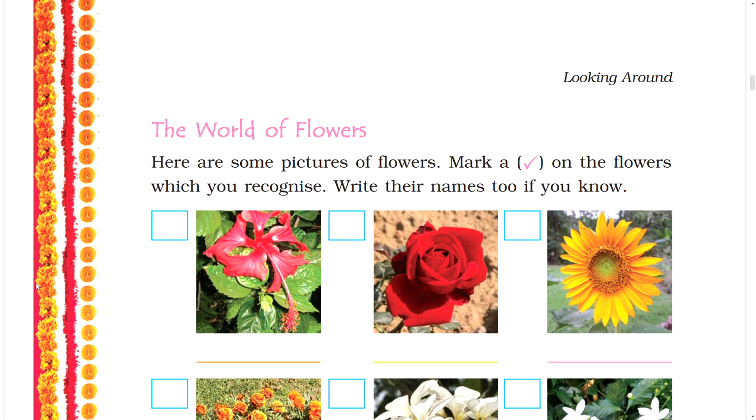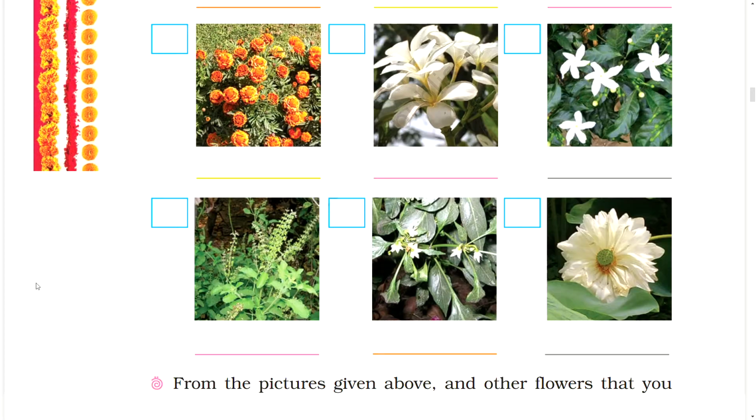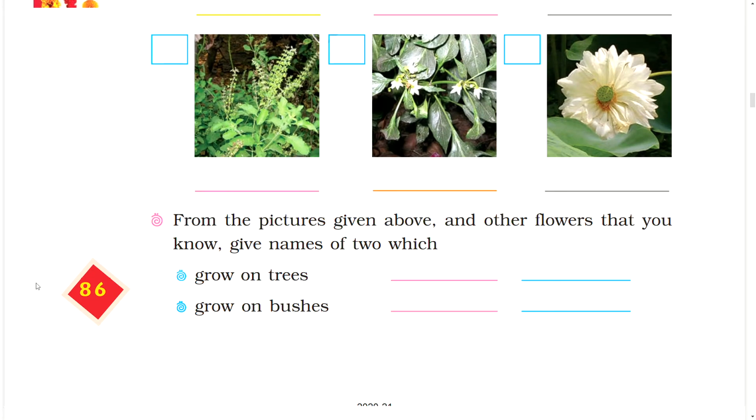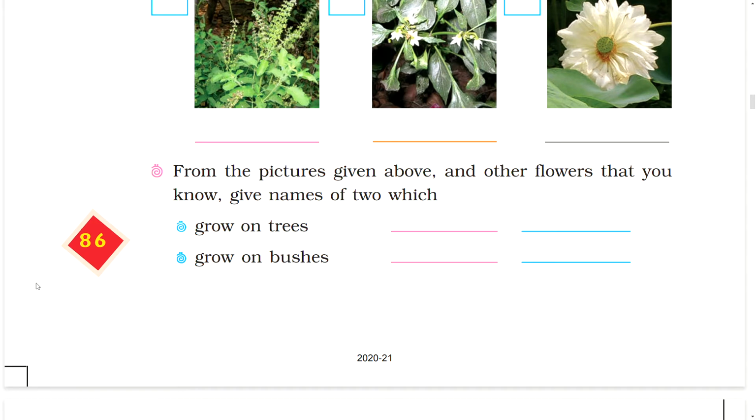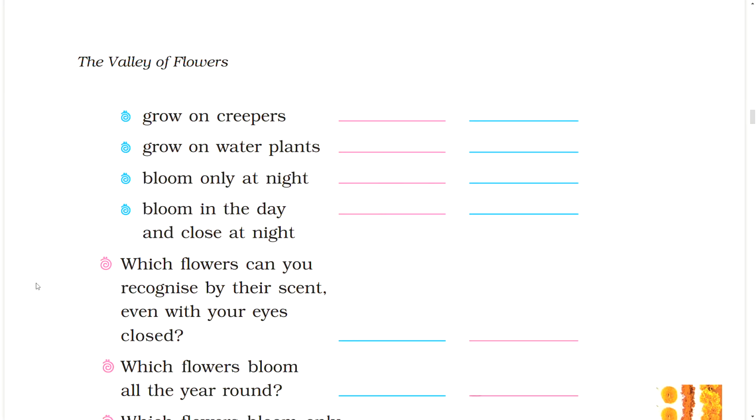The world of flowers. Here are some pictures of flowers. Mark a tick on the flowers which you recognize. Write their names too if you know. Do this and comment this. From the pictures given above and other flowers that you know, give names of two which grow on trees, grow on bushes. Comment this. Grow on creepers, grow on water plants, bloom only at night, bloom in the day and close at night.